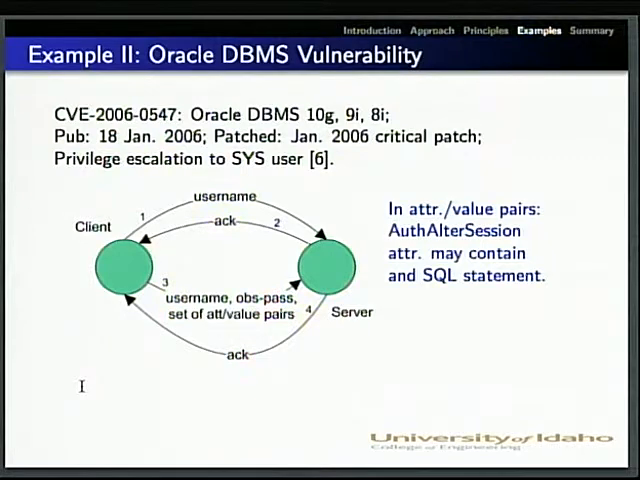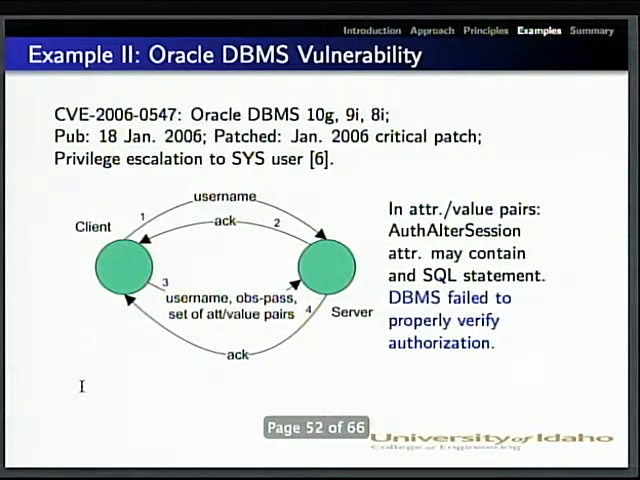In the attribute value pairs, which is what goes into the third step, there is an option to allow you to issue SQL statements. The purpose of these SQL statements is really to allow you to, for example, change things like your language. What language do you want to use to connect to the database?